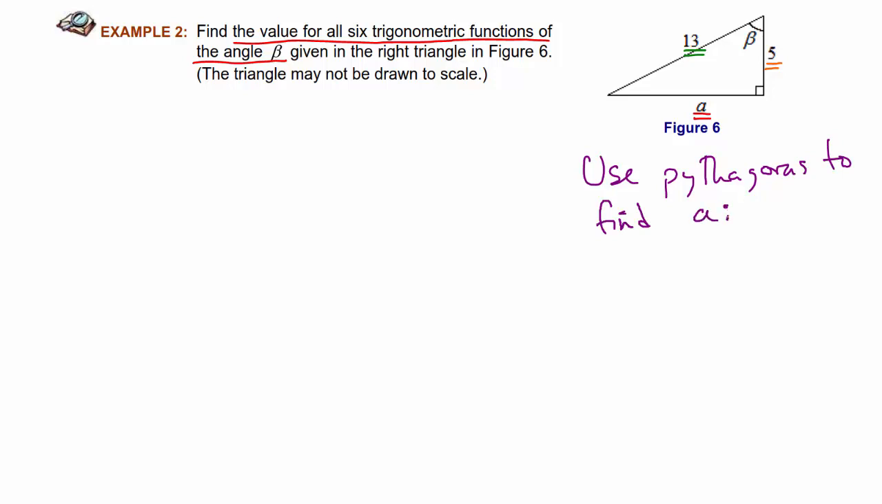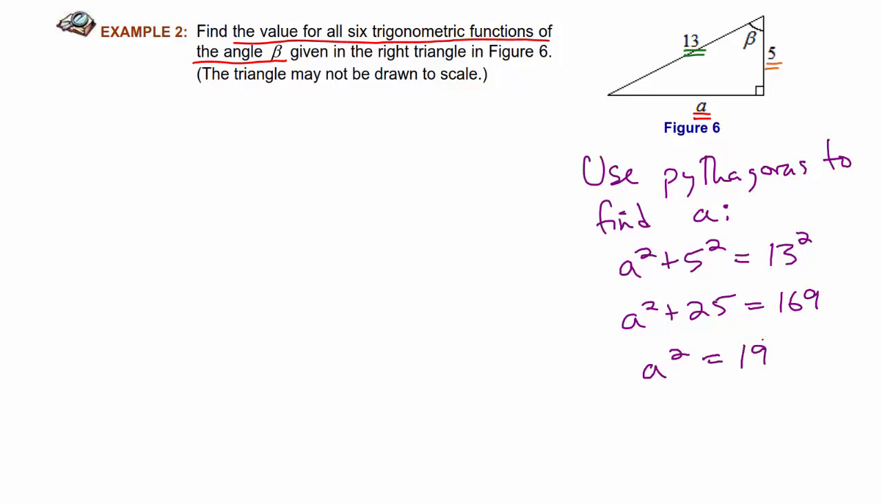Alright, so the Pythagorean theorem tells us that A squared plus 5 squared, the sum of the two shorter sides of the triangle, will equal the square of the long side, the hypotenuse. And so we can just go ahead and do this math to try to find out what A is. 13 squared turns out to be 169. And so now we can isolate A squared.